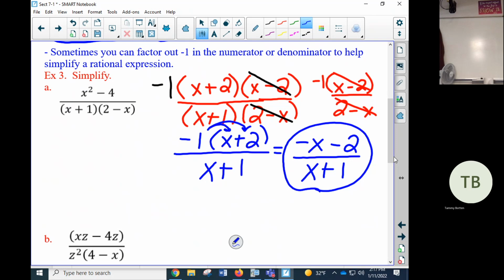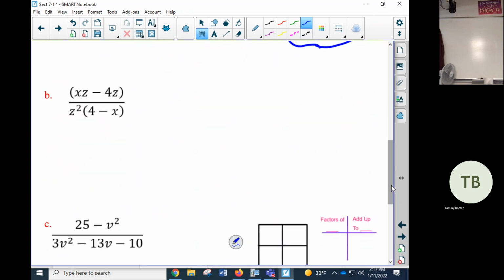So if you ever have an x minus 2 and a 2 minus x, cross them out and just put a -1 in front. And then somewhere throughout the problem, you'll have to distribute that -1 across one of the terms on the top. All right, so let's look at B.